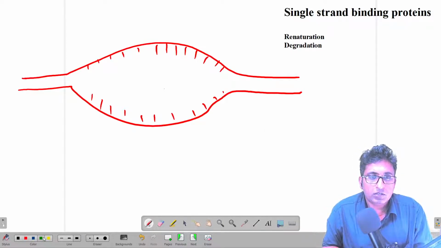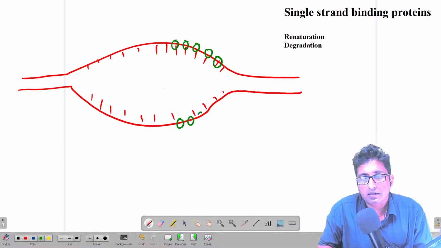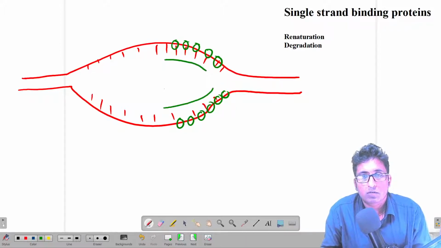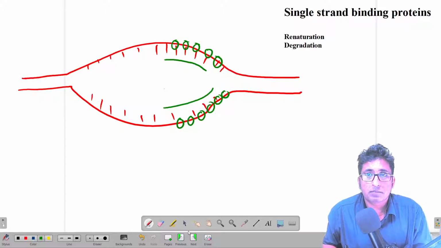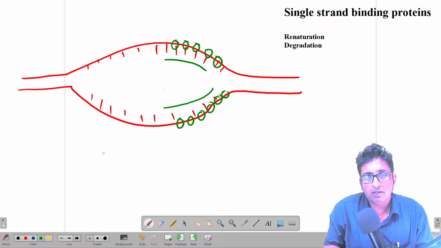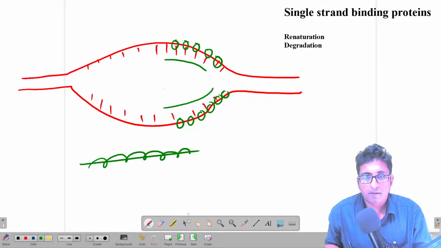So there are proteins called single-strand binding proteins. They usually coat the single strand that is present here until these strands are polymerized. When they are polymerized, of course, single-strand binding proteins will no longer bind there. Right? So that is why single-strand binding proteins are important. They form a kind of helix on the DNA, and they bind something like this.